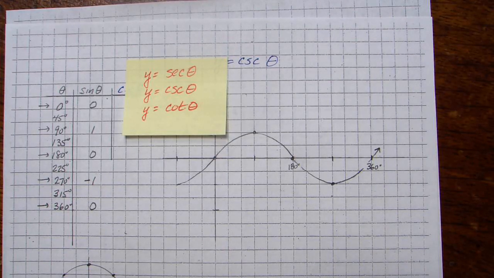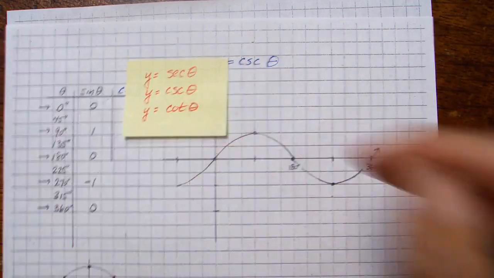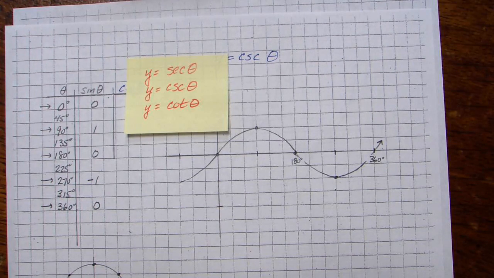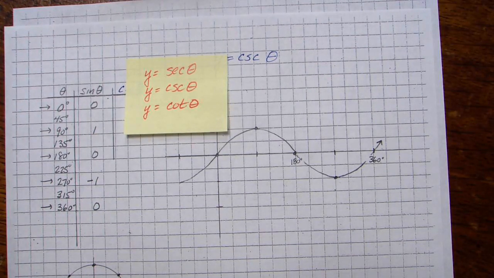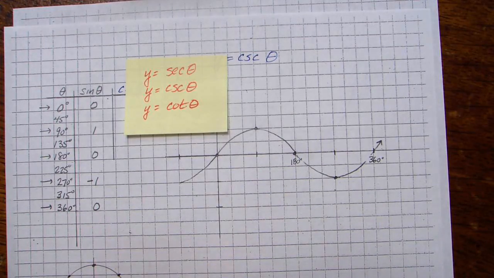Today we're going to look at graphing the trig functions secant, cosecant, and cotangent. We'll do a few examples in class today. First, I want to introduce you to the idea that I'm going to use in class. So how do we graph these things fairly efficiently?